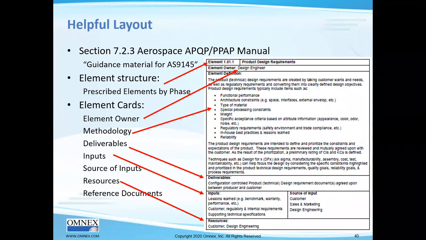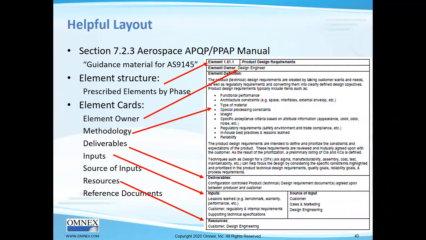If you were to pull up 7.2.3 in the APQP manual, it is guidance material straight from 9145. It gives you an element structure. It's kind of by phases. So this is part of phase 1. It tells you who the element owner is, right? So who would own this part? This also helps you focus on that cross-functional team using this guidance, because it tells you who's responsible for each part of it.